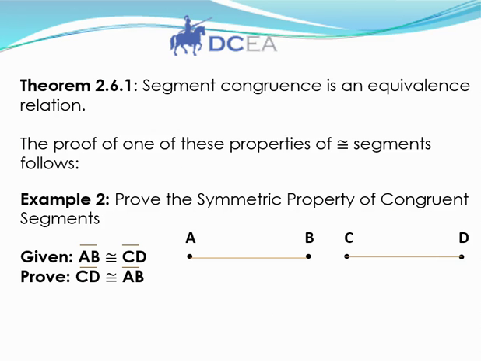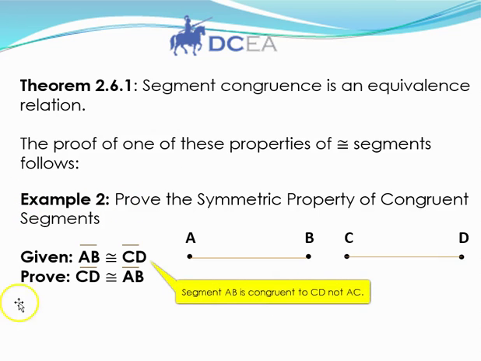Theorem 2.6.1. Segment congruence is an equivalence relation. The proof of one of these properties of congruent segments follows. Example 2. Prove the symmetric property of congruent segments. We are given segment AB is congruent to CD.